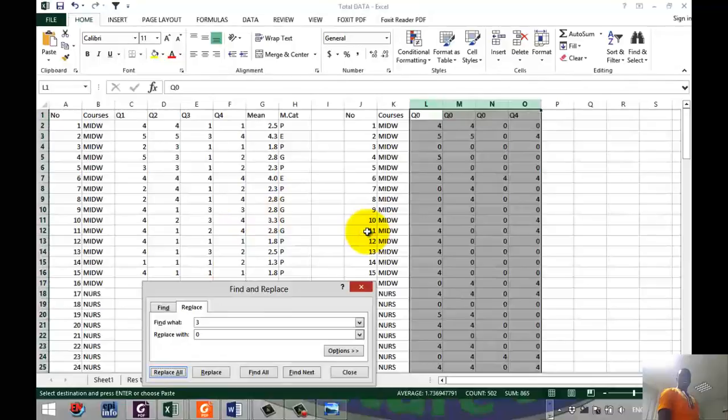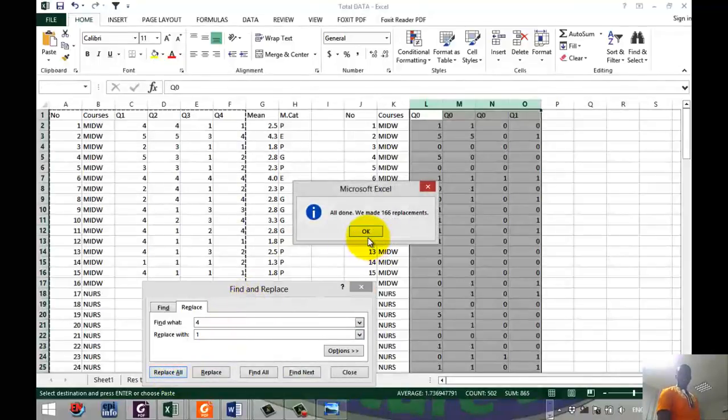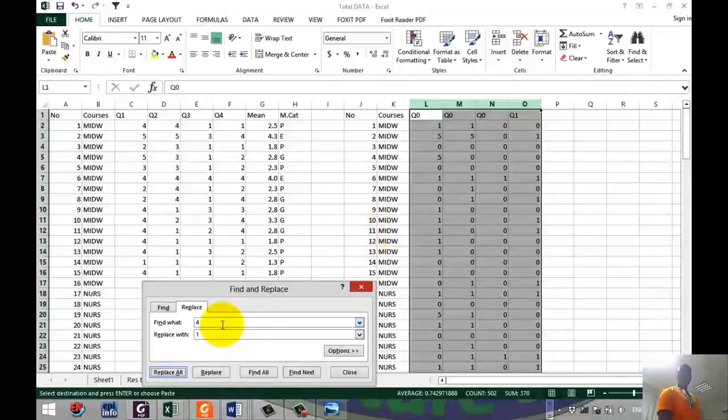Good. But anywhere we find 4, it's part of the ones we want to count. So we replace it with 1. And then anywhere we find 5, we will replace it with 1.